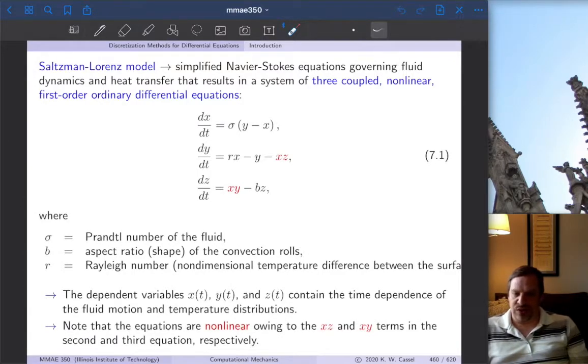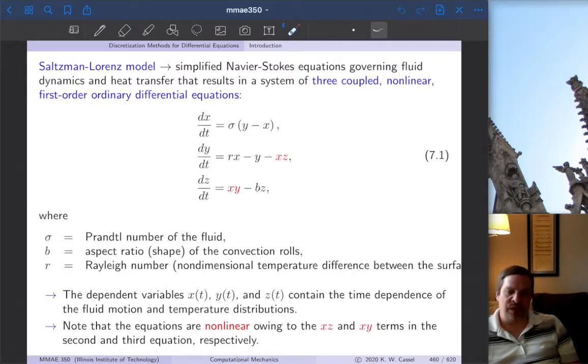I won't get into the details of that any more than to say that changes in x, changes in y, changes in z are related to changes in the motion and temperature of the fluid. Then the independent variable, of course, is just time. These are ODEs, so there's only one independent variable.